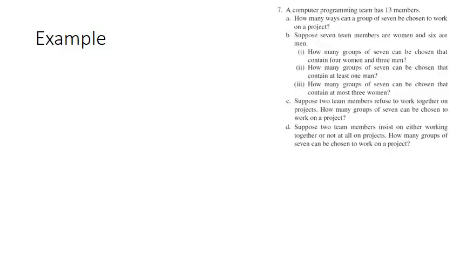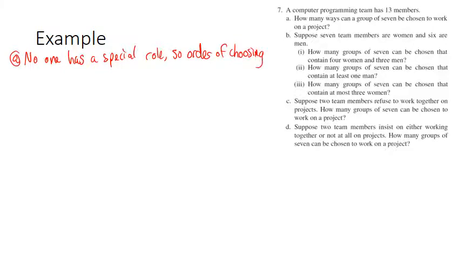All right, so number 7, a computer programming team has 13 members. Part A, how many ways can a group of 7 be chosen to work on a project? Here I'm assuming that no one has a special role, so the order you choose in doesn't matter. If you're the first person chosen, that doesn't make you any different from being the second person chosen. You don't have to put this in your answer, but I'm just trying to explain it to you guys. So this is going to be 13 choose 7, like that.